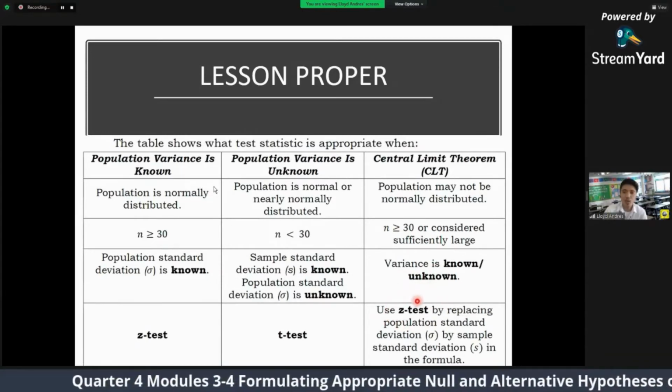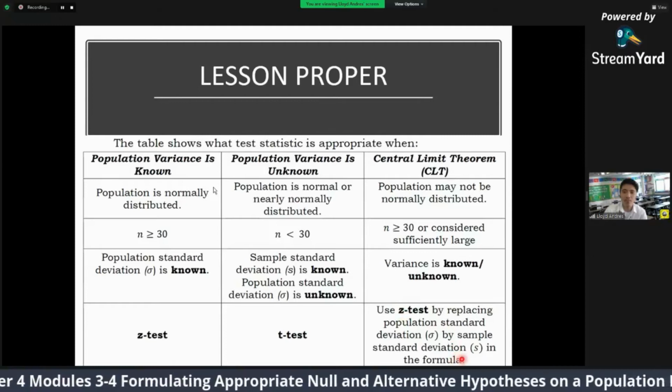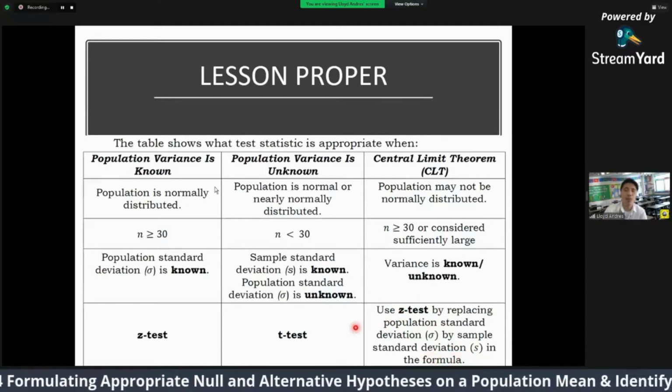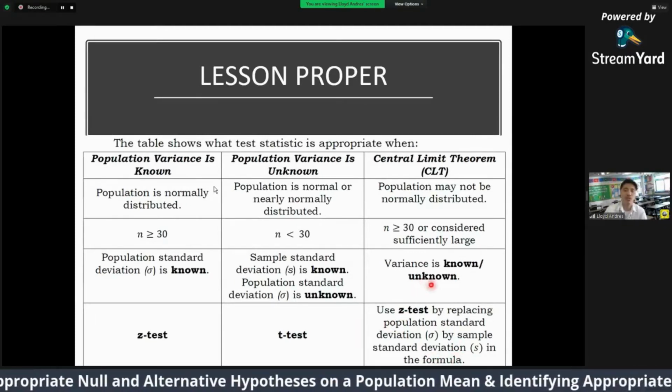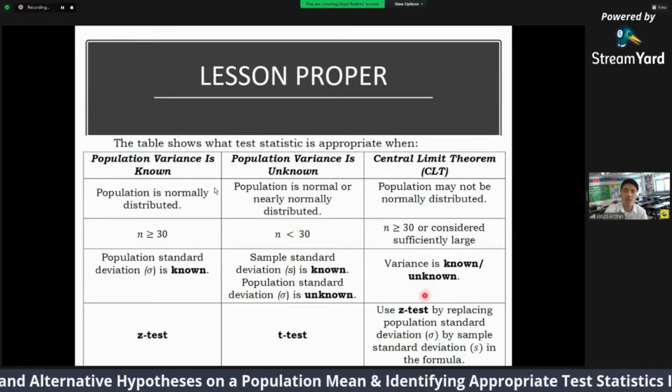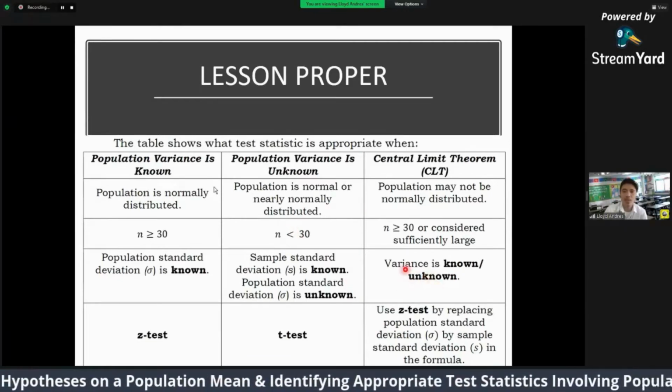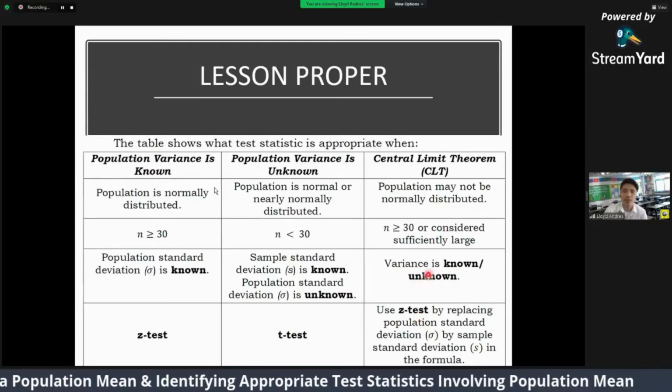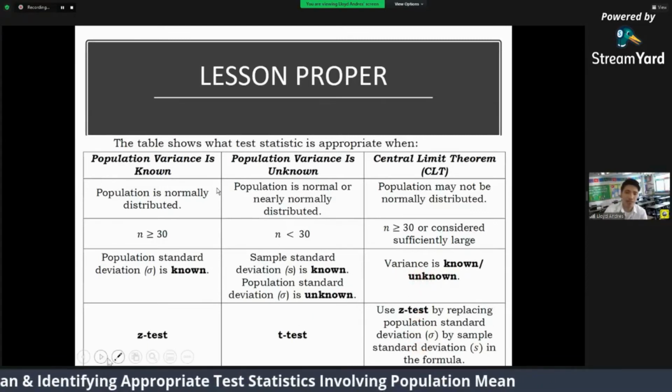Ang gamito na lang nimo nga standard deviation is katong sa sample na lang nimo nga standard deviation. Kay again, wala man kay variance dere, so dili nimo makuha ang standard deviation. So gamiton nimo sa sample na lang.